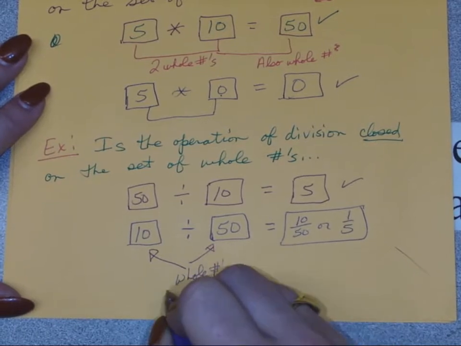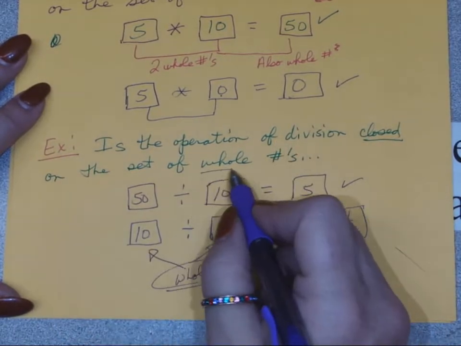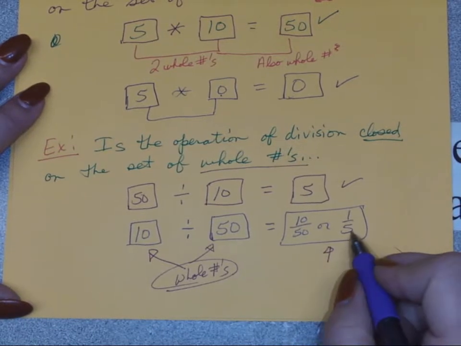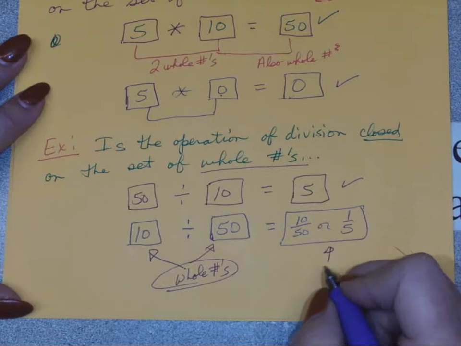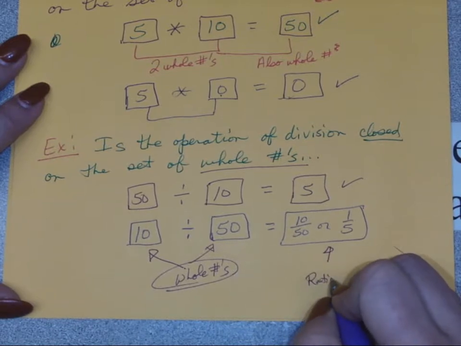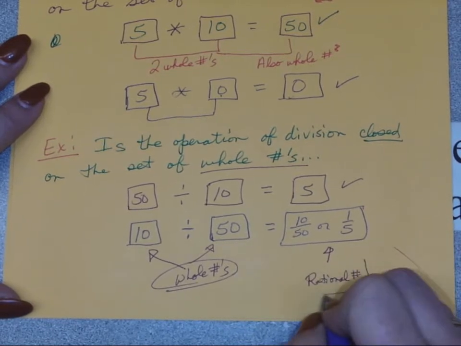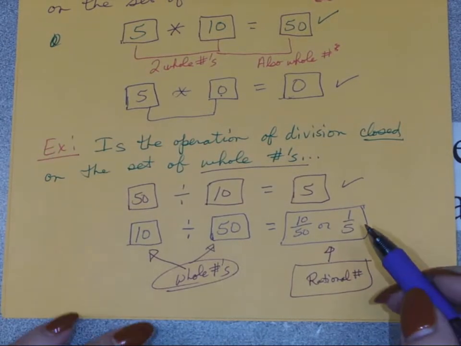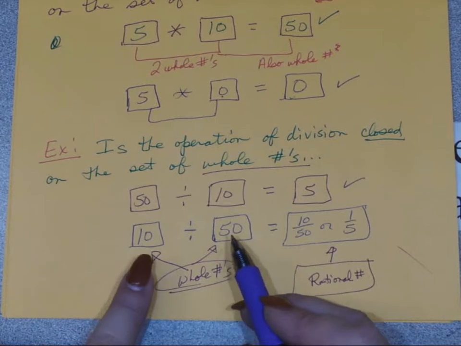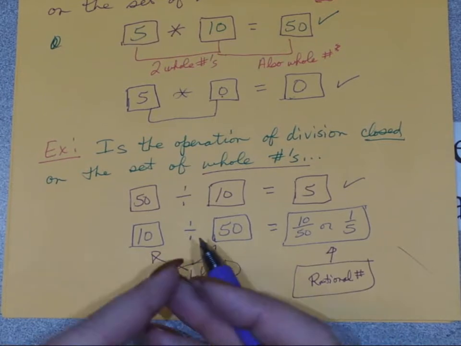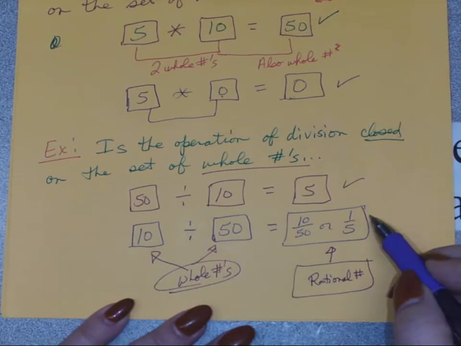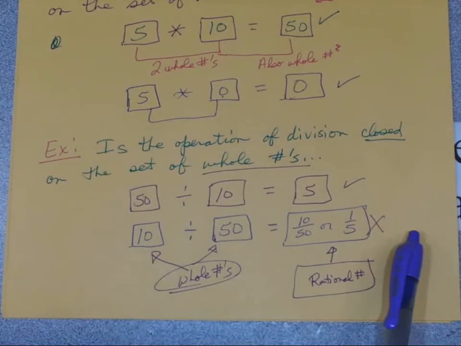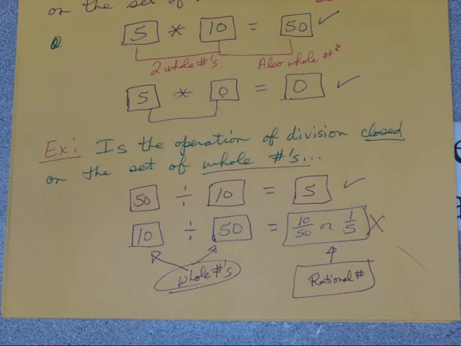I'm supposed to be working in the set of whole numbers, and I'm looking for closure, so I want my answer to also be a whole number, but what about this guy? Is that a whole number, 1/5 or 10/50? Nope, that's a rational number, right? So that's what I mean by it kicked me out of the set, basically. By doing this operation, when I actually do the division, my answer is no longer a whole number.